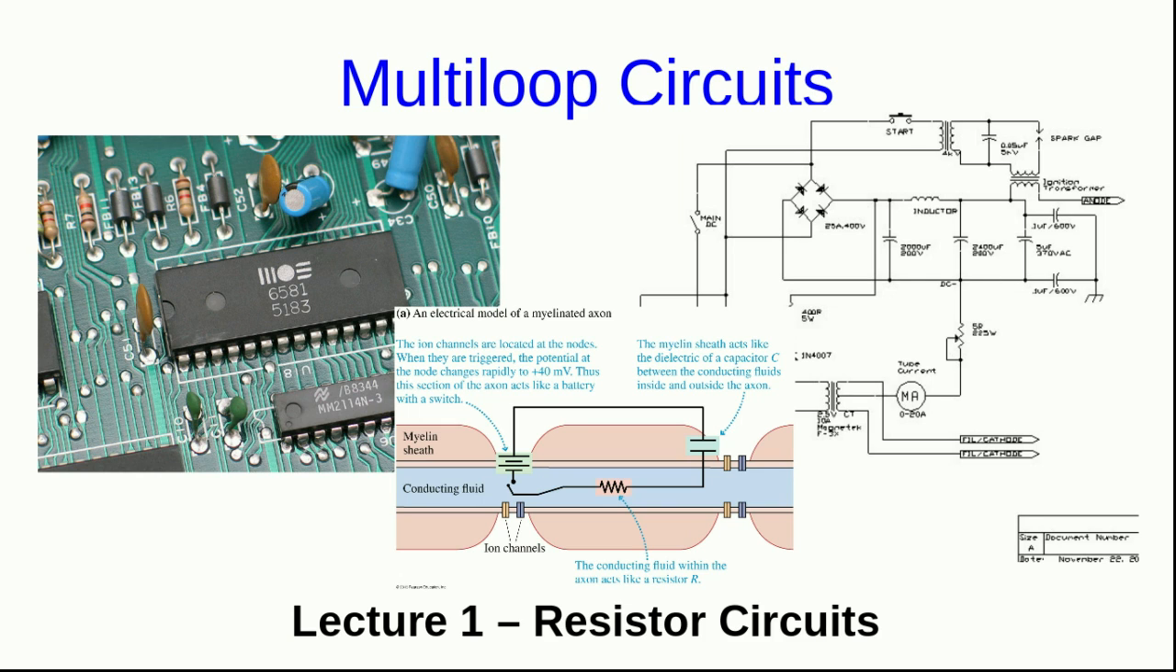Hello and welcome to Multiloop Circuits in PHYS 1204. In this unit we're going to be learning no new physics, we're just going to take physics we already know and apply it to slightly more complicated circuits than we've looked at in previous units. We're going to start with circuits that contain only resistors and batteries.